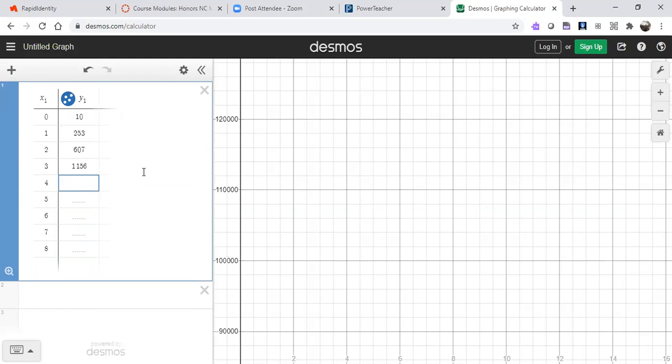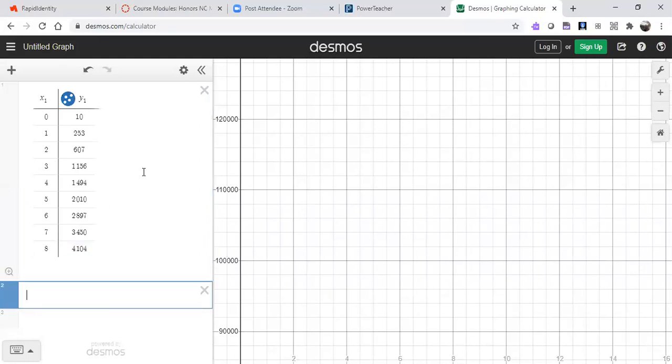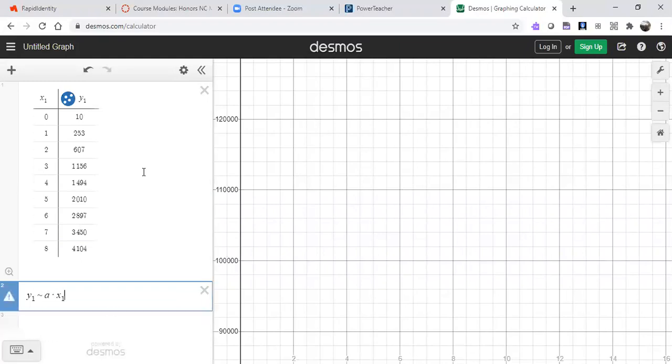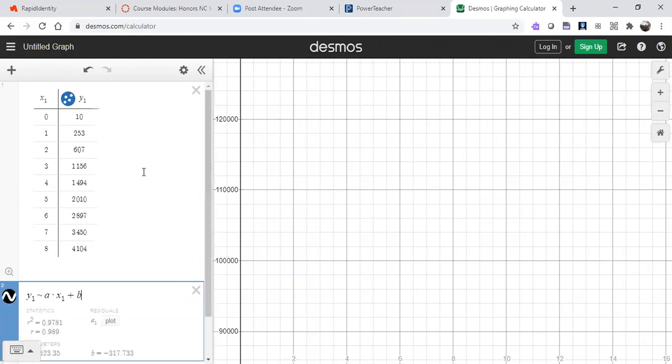1156, 1494, 2010, 2897, 3450, 4104. Y1 tilde A times X1 plus B.